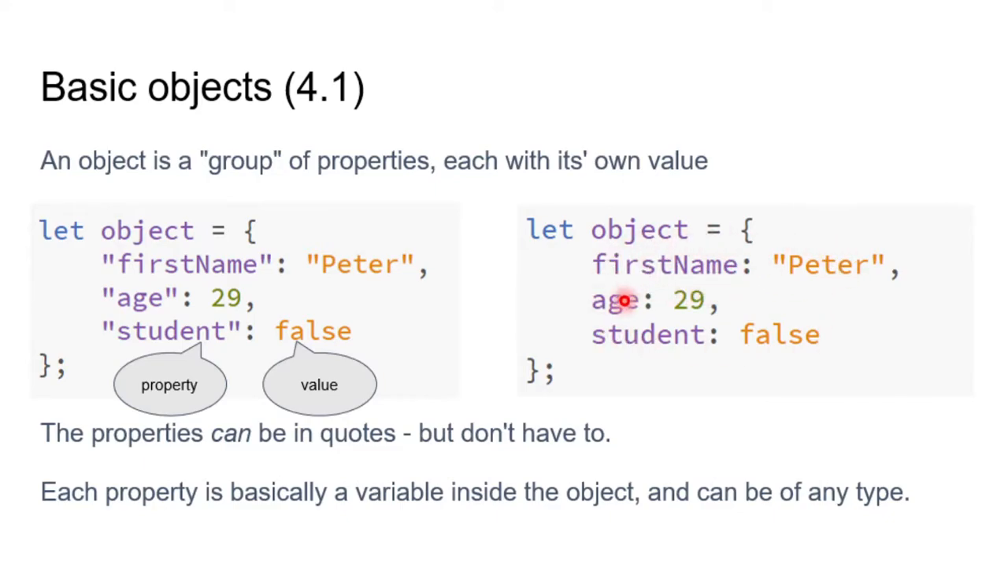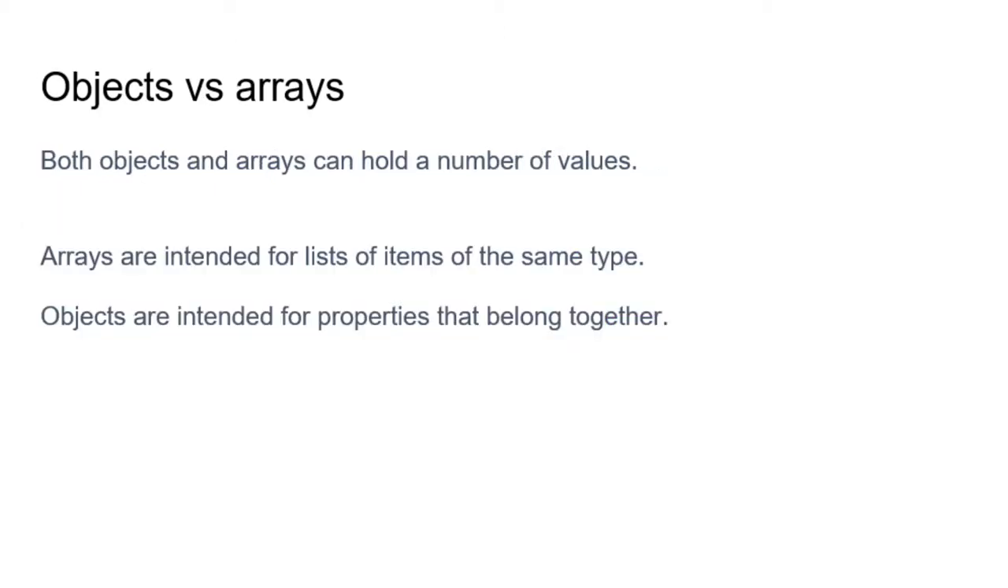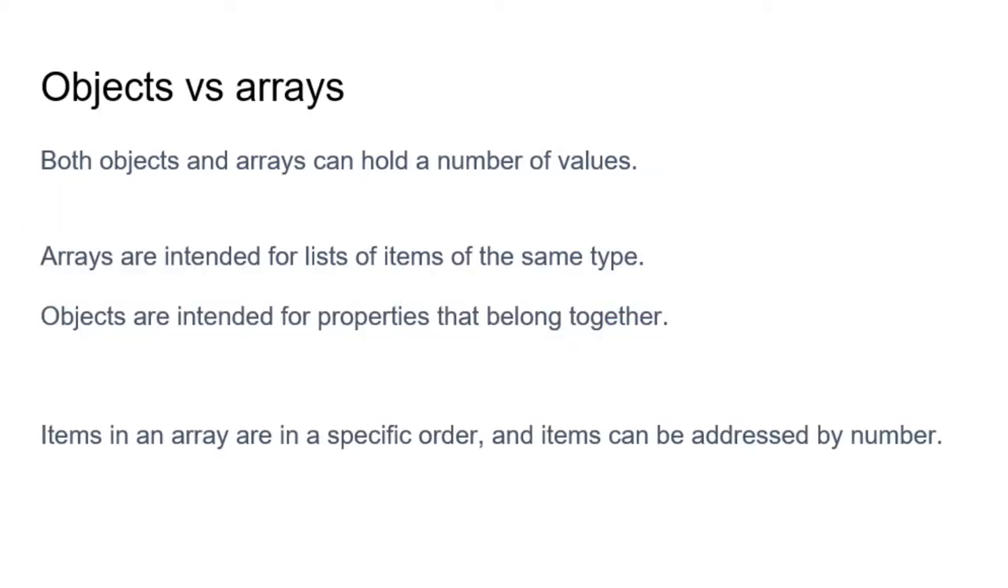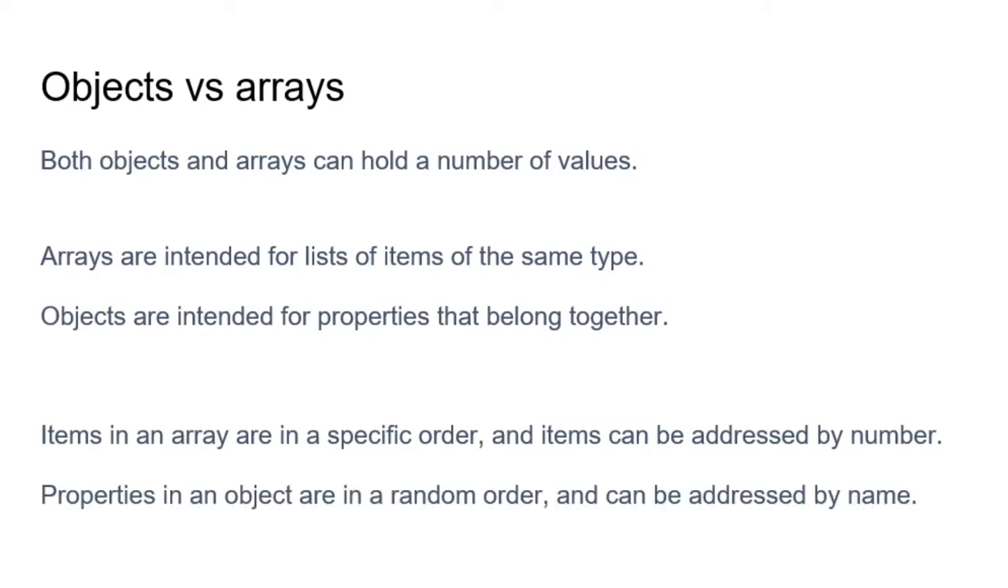They describe one person. So items in an array are always in a specific order and can be addressed by a number. You can have the first with number 0 and then 1, 2, 3, 4 and so forth. Whereas properties in an object are in random order and are usually addressed by name. When I say random order, it means you cannot know that the first one is the name and the second is the age, for instance.